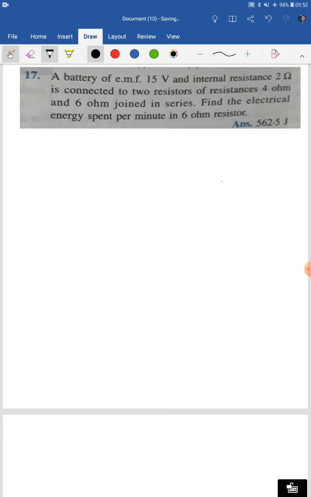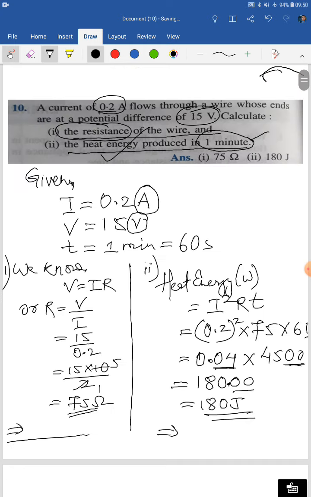Okay, question number 17. Let's read the question. A battery of EMF, one information here, 15 volt and internal resistance 2 ohm. So we have internal resistance here.